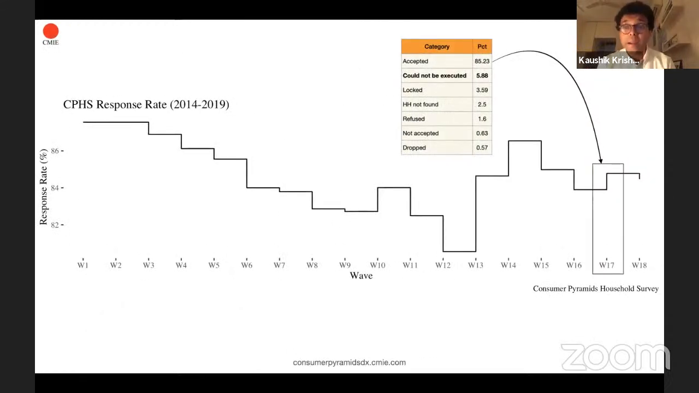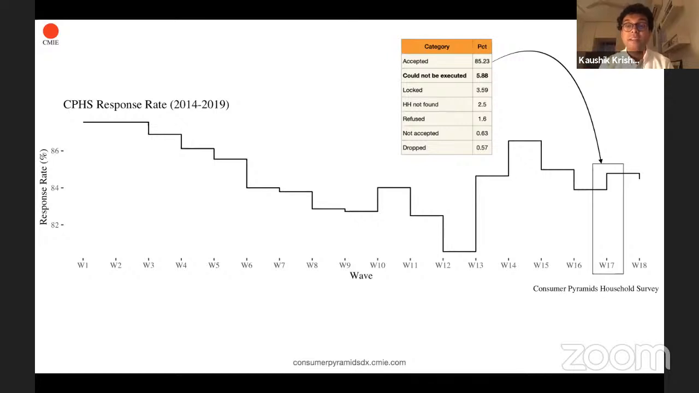So let's go back now to this breakdown of non-response. I hope that helps to explain why you see this 5.88% could not be executed in any given wave. So if you look at the more recent waves, the waves during the lockdown, again, the overwhelming majority of the non-response could not be executed. And that's because of the difficulties in lockdown conditions of reaching all the households in the sample. It's not because of selective non-response. It's not because households are refusing to participate.